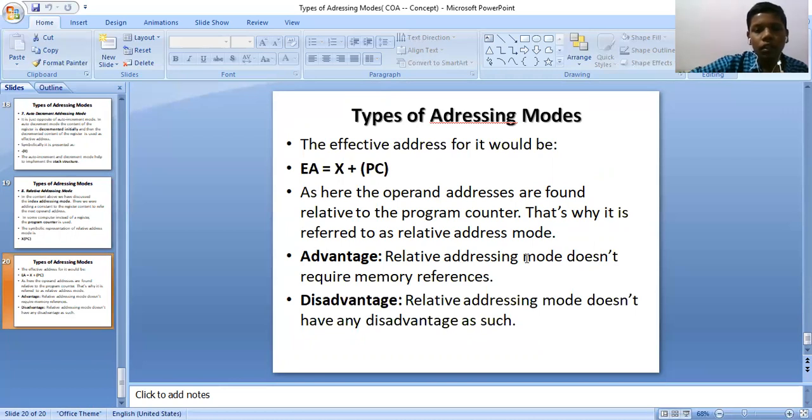The advantage is that relative addressing mode doesn't require memory references, and the disadvantage is that relative addressing mode doesn't have any disadvantage as such.